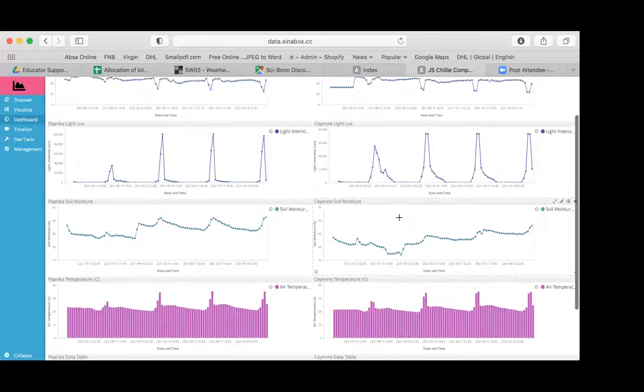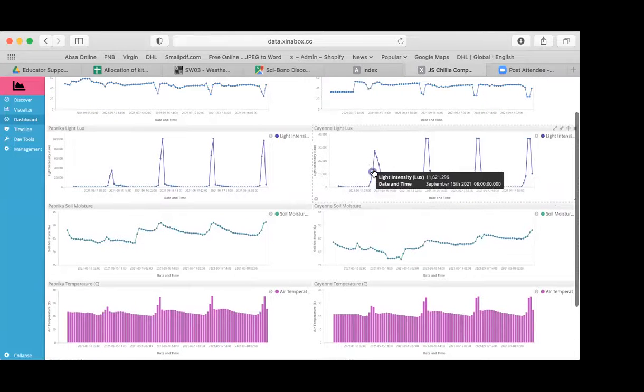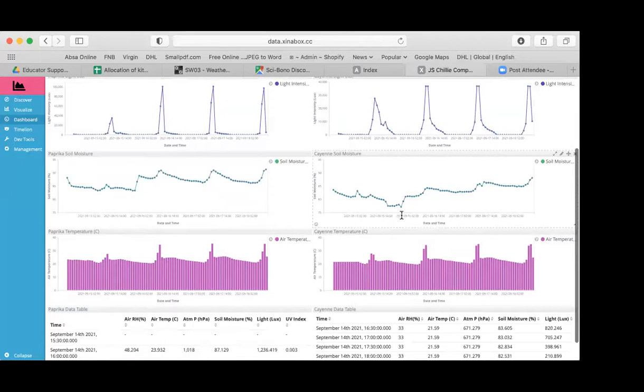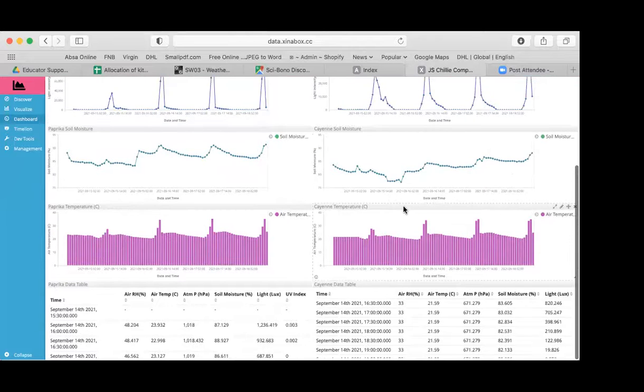What we can also see here is this cayenne chili is getting a lot more light. It's just so interesting, because they're right next to each other, but just moving them, I would say, like 20 centimeters, the centers of the pots are about 20 centimeters away from each other, and suddenly we can see a huge impact here on the light that it's receiving and how the soil is drying out in the process.